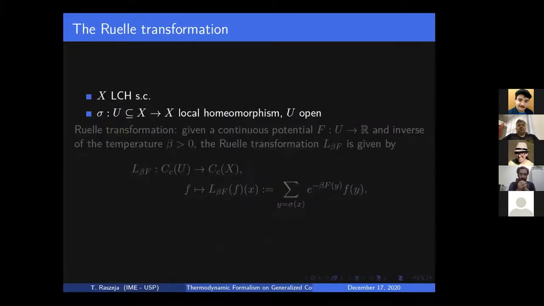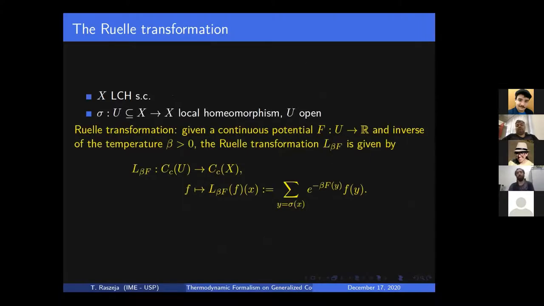And also, we generalize the notion of Ruelle transformation. In the same topology setting, you take a potential here and a value of the inverse of the temperature, and the Ruelle transformation is basically this map from the compactly supported functions on U to the compactly supported functions on X, and it's defined as it is on the screen.